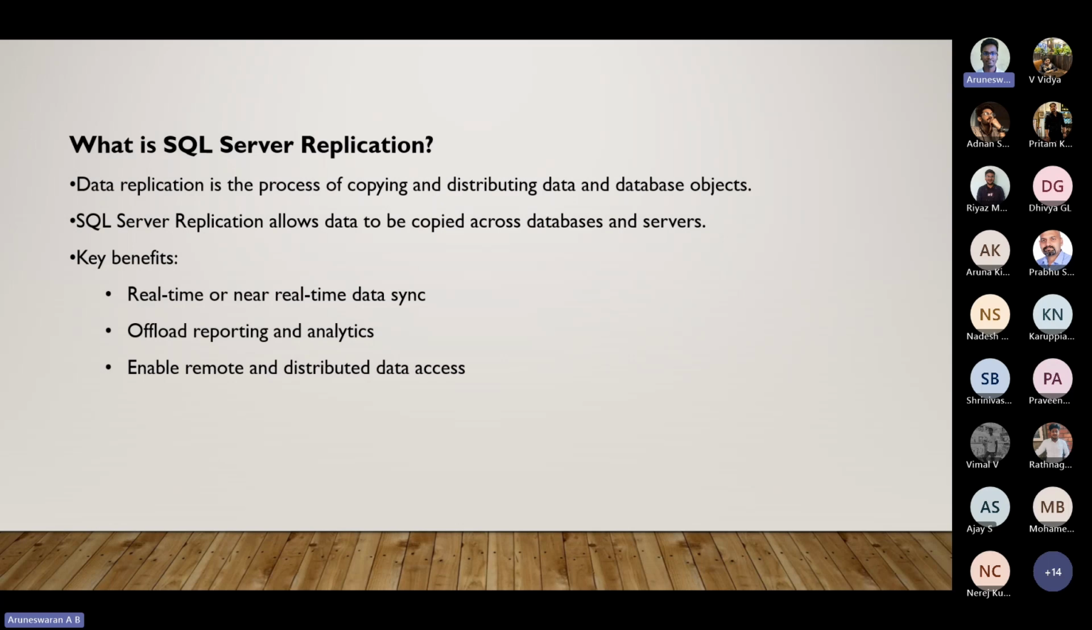Next we go to the key benefits of SQL Server replication. These are the key benefits: real-time or non-real-time data syncing, and offloading reporting and analytics. For preparing any report, we can go for SQL Server replication. The third one is enabling remote and distributed data. From all over the world, or from a remote location, we are able to access that production database. These are the benefits we have in the SQL Server replication feature.